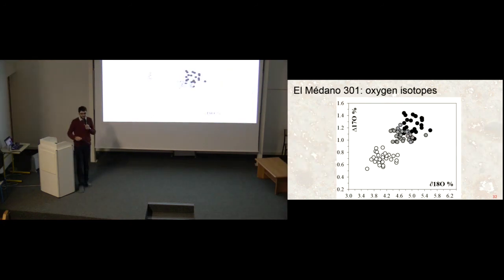The other way to check whether this similarity is only in the mineral chemistry or also in other parts as well, we started to do oxygen isotopic analysis of the meteorites. So this chart is showing the oxygen isotopic composition of ordinary chondrites. Here we have H chondrites, L chondrites, and LL chondrites, and the majority of the meteorites that we have in our collections plot in this area. But what about the El Medano 301? It is here. It's different. We were expecting that because of its chondrule size and other things, it might be related to H chondrite, but it's not. It's completely away.